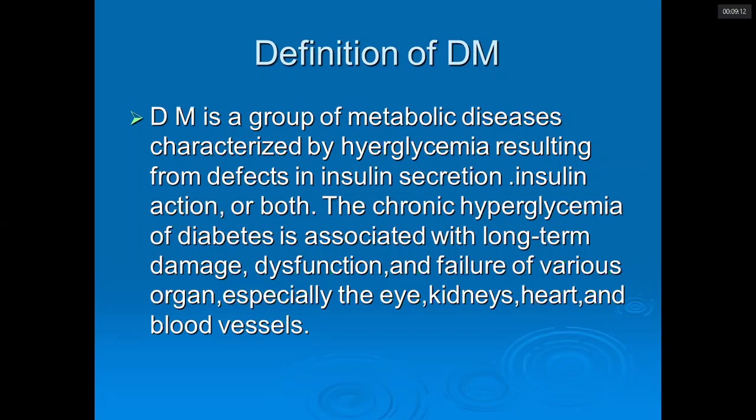The chronic hyperglycemia of diabetes is characterized by long-term damage, dysfunction, and failure of various organs, especially the eye, kidney, heart, and blood vessels. Uncontrolled blood sugar will lead to defects in different organs. Most of the organs can be affected by hyperglycemia and diabetes mellitus.